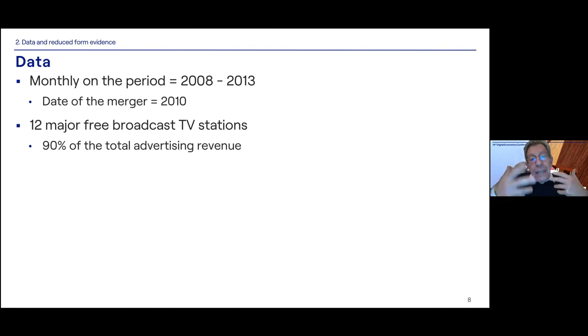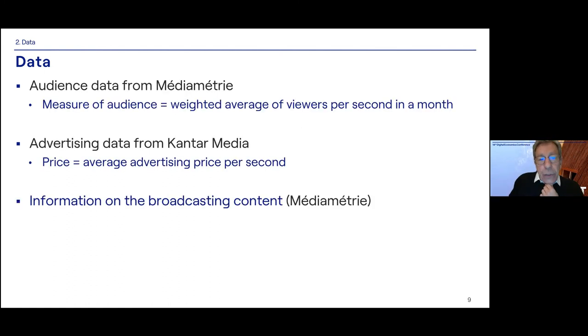Maybe we could prefer to have more disaggregated data to analyze more precisely the decision on broadcasting, for example. But anyway, this is interesting because we have been able to observe what happened after the merger in 2010. The data covers the major free broadcast TV channels, which cover 90% of the total advertising revenue in France.